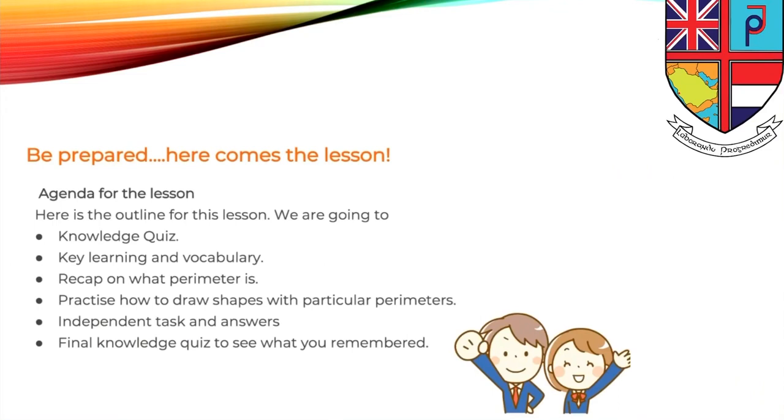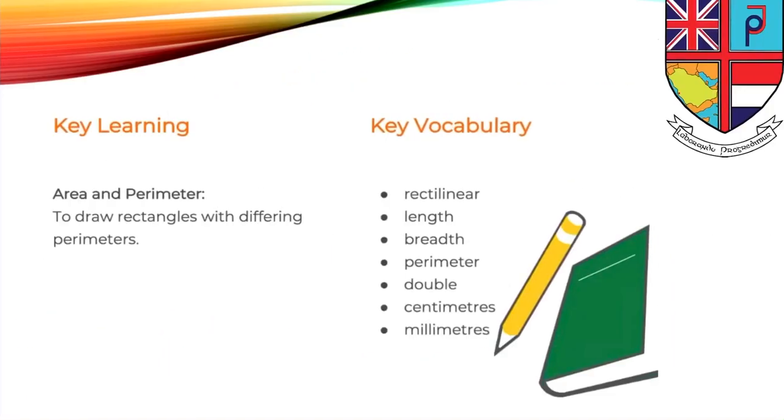After the last lesson, we had a short knowledge quiz, which I've put up for you. We'll go over the key vocabulary, we'll recap what perimeter is, and we'll practice how to draw some shapes with particular perimeters. There's a small independent task, we'll go over the answers, and then there's a final knowledge quiz, which I'll probably send out to you tomorrow. So the key learning is to draw rectangles with different perimeters.